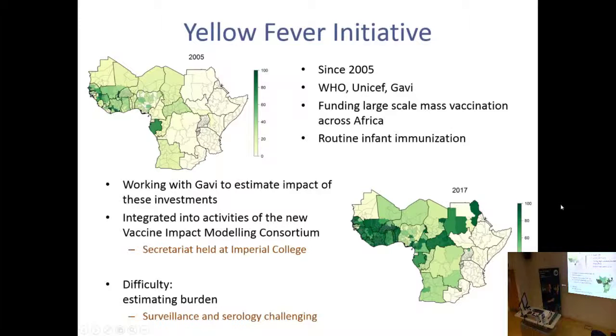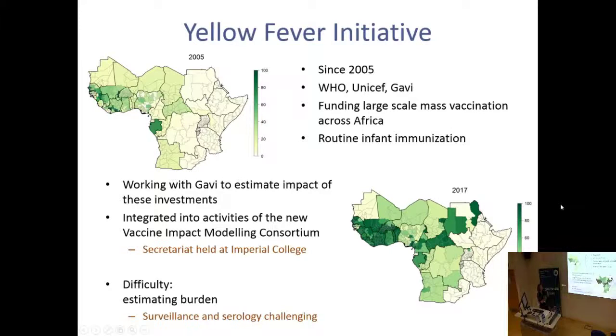So the Yellow Fever Initiative changed that. They've put massive funding in, and in 2017 it's quite a different situation with very high coverage in West Africa, where yellow fever is most endemic, through these large-scale campaigns. I'm involved working with Gavi to estimate the impact of these investments. And this work is now integrated into a new vaccine impact modeling consortium that we're hosting here at Imperial College.